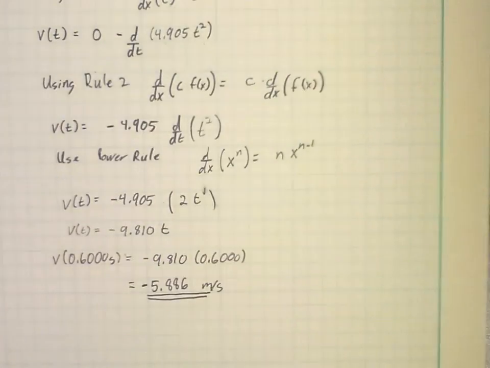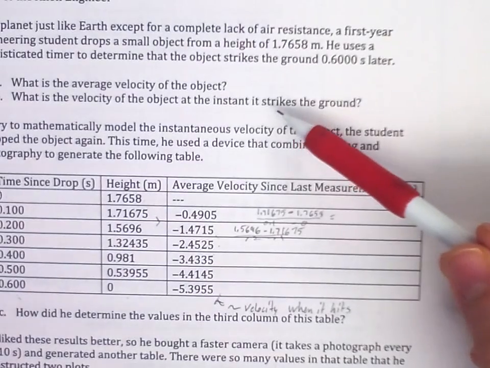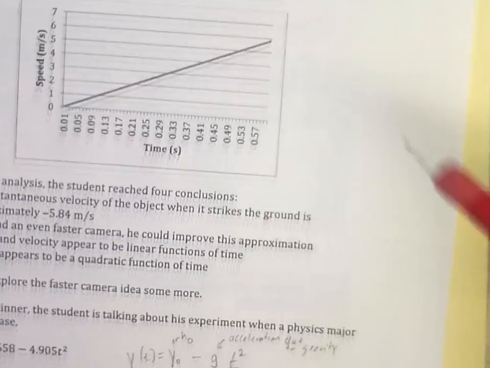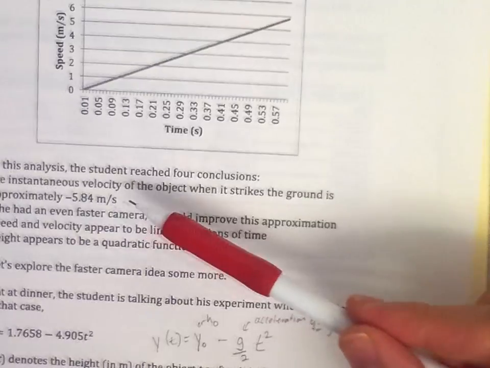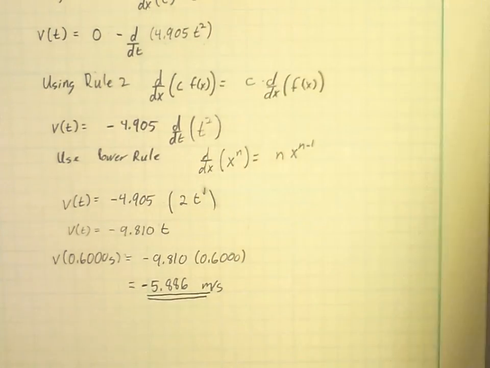And if we think back to part B, when he was trying to figure out what the instantaneous velocity was. So this is the answer to question B, which asks what is the instantaneous velocity, or what's the velocity when it strikes the ground? We noticed when we did things quicker, we got closer. We got negative 5.84 using the camera that did hundredths of seconds, and got pretty close when we compare that. But this is our actual answer to part B. That's how we can figure out what happens there.